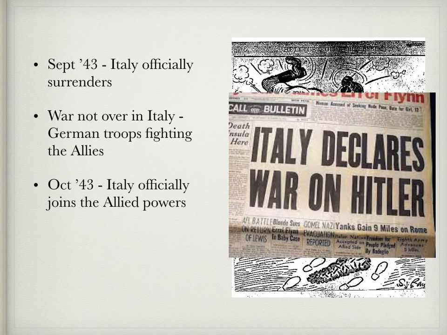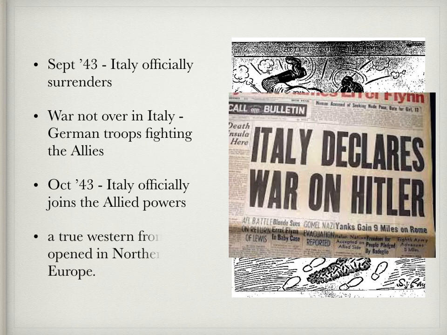So October of 1943, Italy officially joins the Allied powers. So they surrender to the Allied powers, and then they eventually declare war on Germany. So they kind of switch sides in 1943. So it's really at this point a true Western front can be opened in Europe again. So it looks like the Allies now have a foothold in southern Europe.